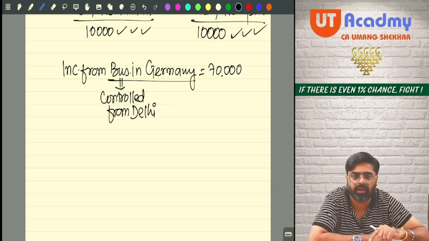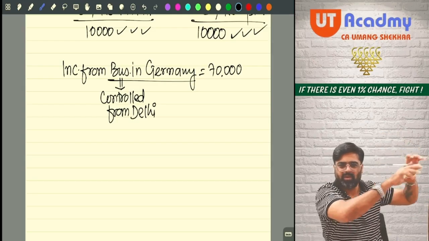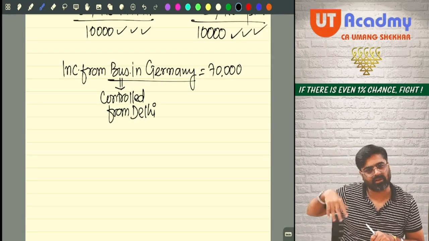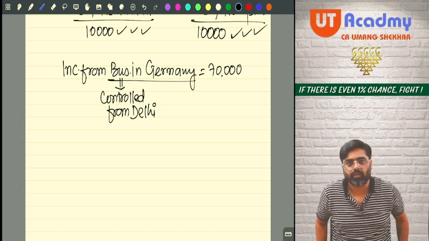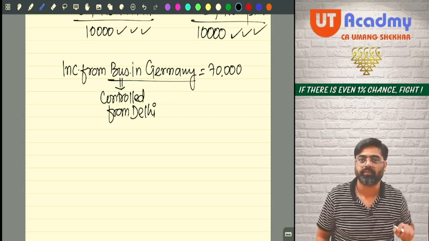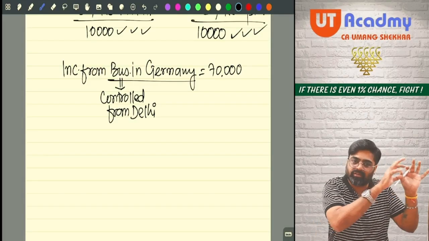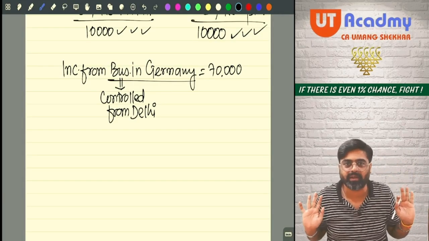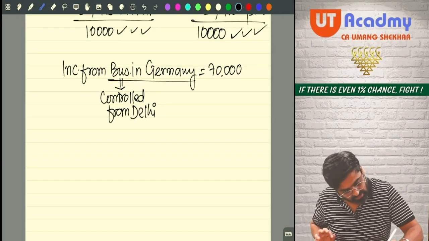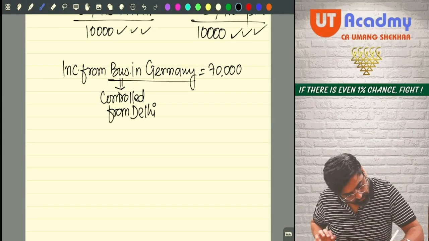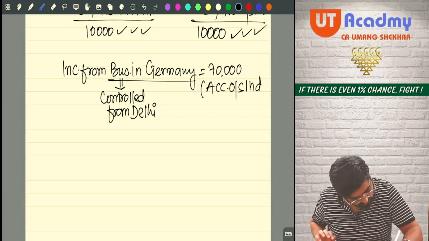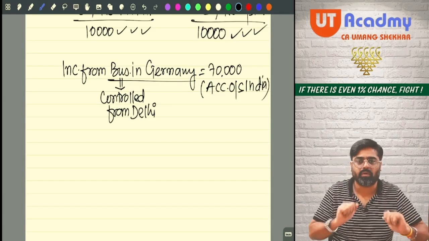Please pay attention. If the business is in Germany, for 2 minutes forget where it is controlled from. Where is the business? Germany. And that business is giving me 70,000. Can I say 70,000 is accruing from outside India? So this 70,000 is entirely accrued outside India. Yes or no?